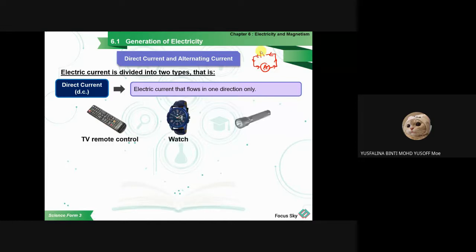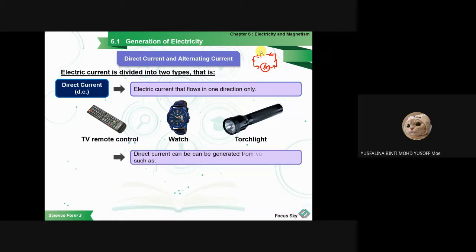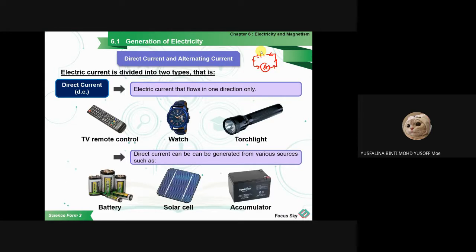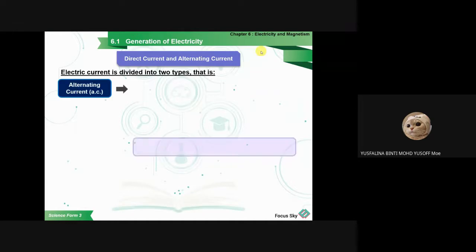Examples are a TV remote control, watch, and torchlight. Direct current can be generated from various sources, such as a battery, solar cell, and also the accumulator, the one that we use in the car, the car battery. They produce direct current, meaning it can only flow in one direction. Let's say for the battery, it only flows from the positive to the negative terminal.